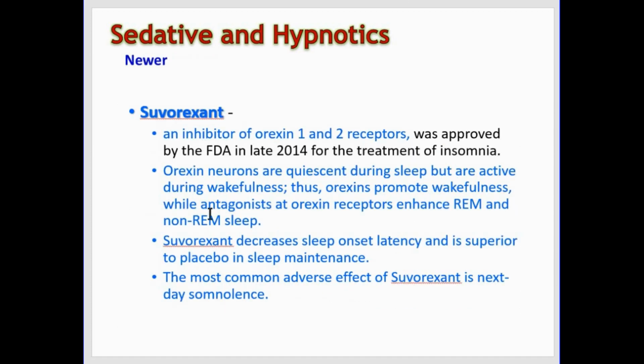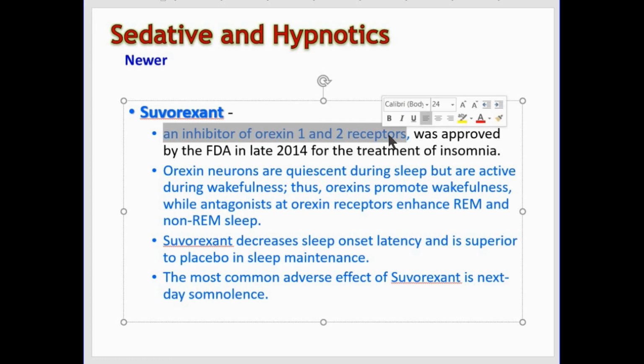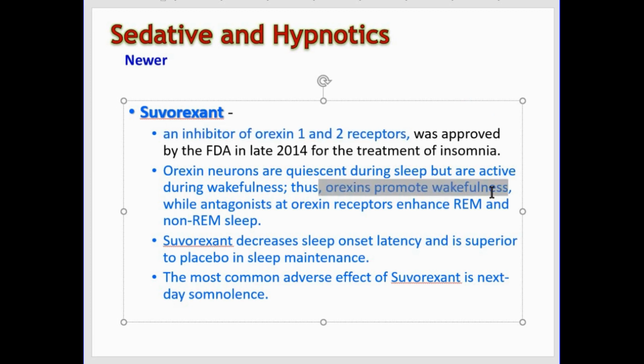So another newer drug that we have is suvorexant. This drug is an inhibitor of the orexin receptor. What the orexin receptor is doing is promoting wakefulness. Orexin is a neuropeptide that activates the receptors and produces wakefulness. If you block it, what will happen? It will produce sleep. That's how these drugs work, and this one was recently approved by the FDA.